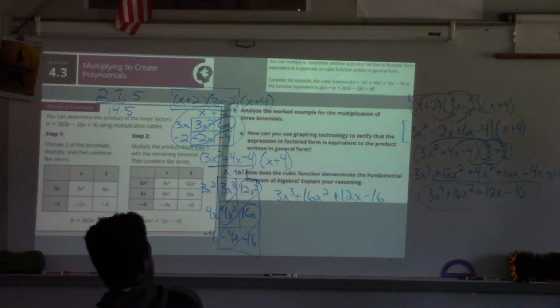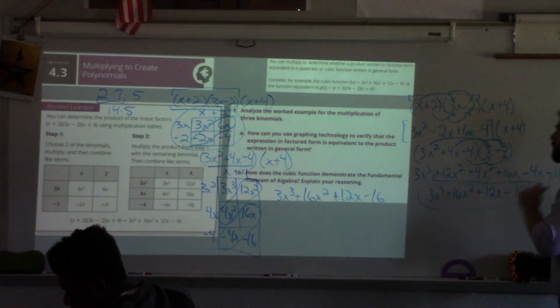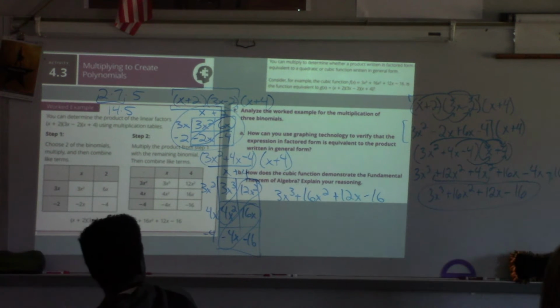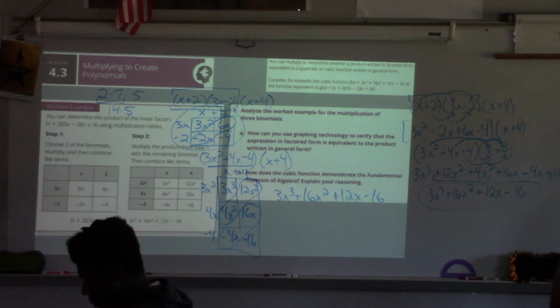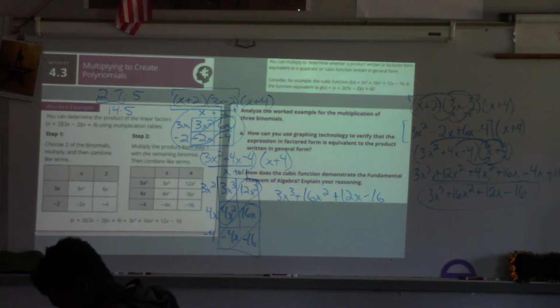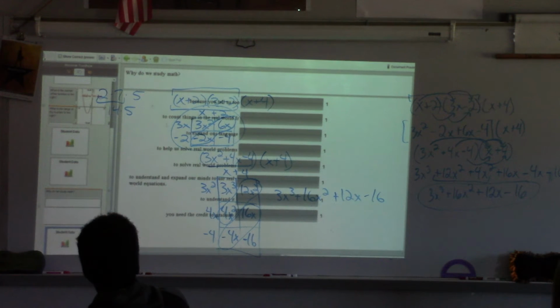All right? So I'm going to leave this up here so you can refer to it later, but I do want to point out 1A, you need to answer this. How can you use graphing technology to verify that the expression in factored form is equivalent to the product written in general or standard form? Maybe set them equal to each other, will it? Maybe. It will on a CAS version, but not this. Say again. Graph it. If they are equivalent, the graphs will be the same. There we go. That's what we want to recognize. That's the most effective way to do this.